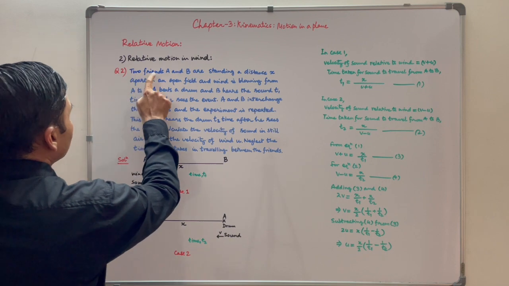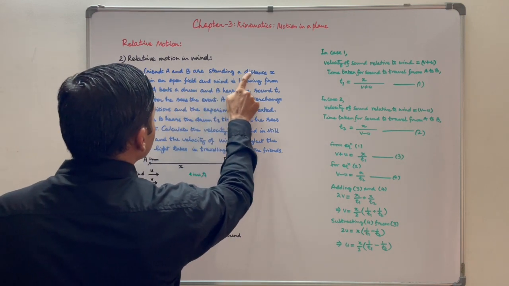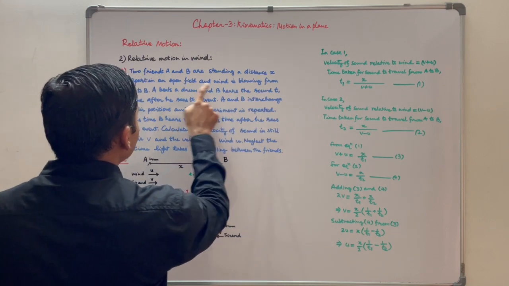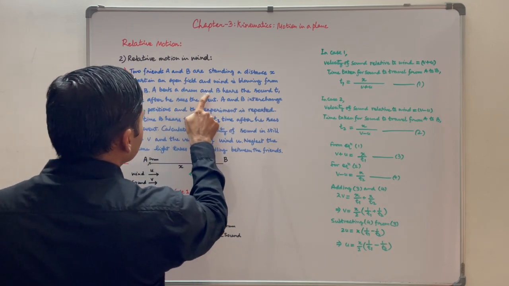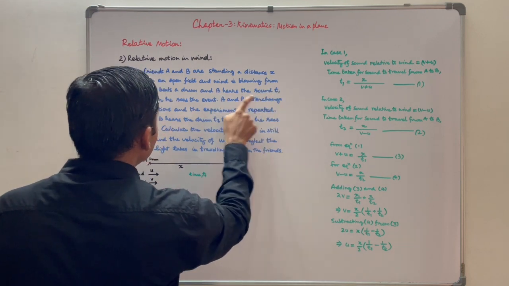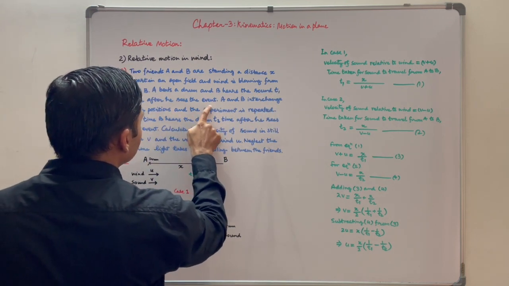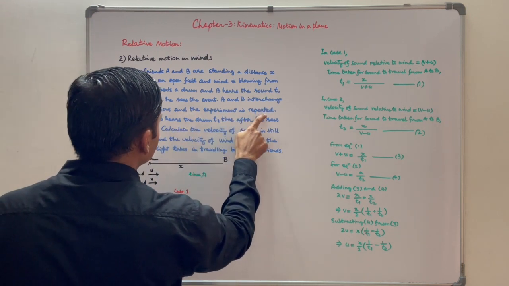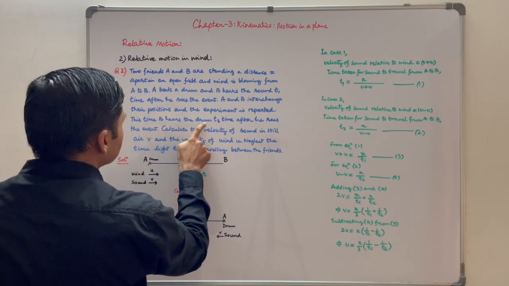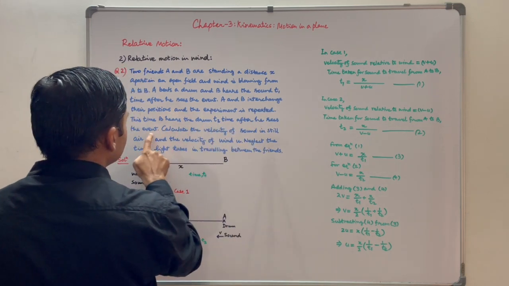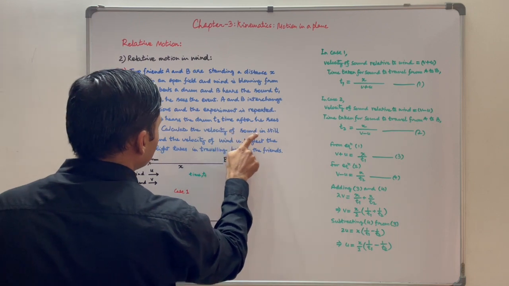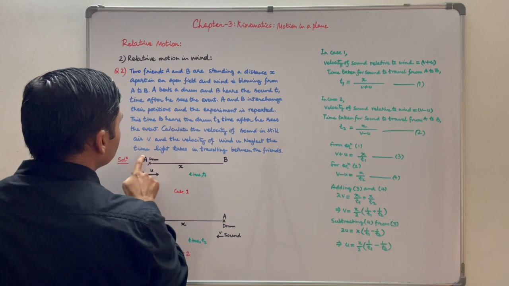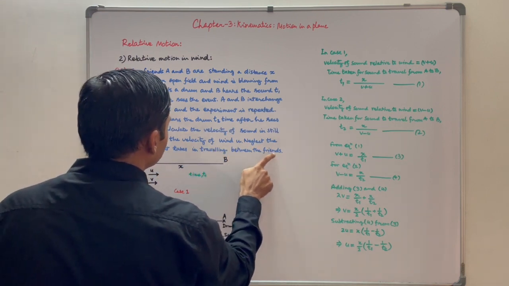Second question. Two friends A and B are standing a distance x apart in an open field and wind is blowing from A to B. A beats a drum and B hears the sound T1 time after he sees the event. A and B interchange their positions and the experiment is repeated. This time, B hears the drum T2 time after he sees the event. Calculate the velocity of sound in still air V and the velocity of wind U. Neglect the time light takes in traveling between the friends.